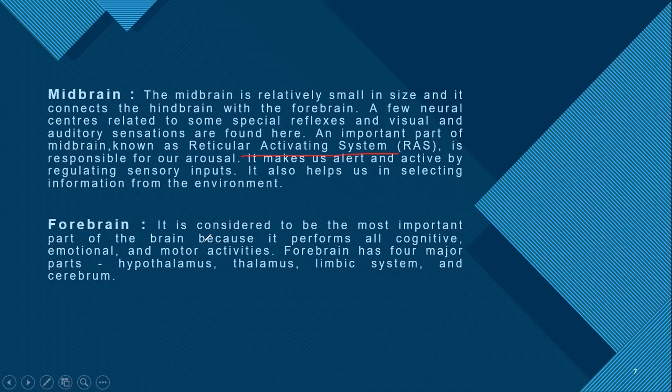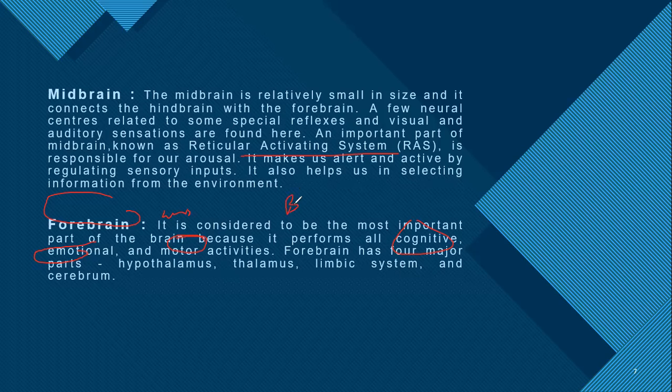Forebrain. Next to it is forebrain. This is very important, but we will see very small details. It is considered the most important part of the brain because it performs all cognitive, emotional and motor activities. So cognitive, emotional and motor activities. So what is not there? This forebrain is connected to the whole behavior of the brain. This is the most important part of the brain.